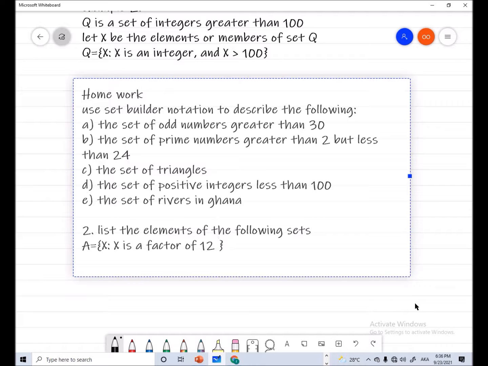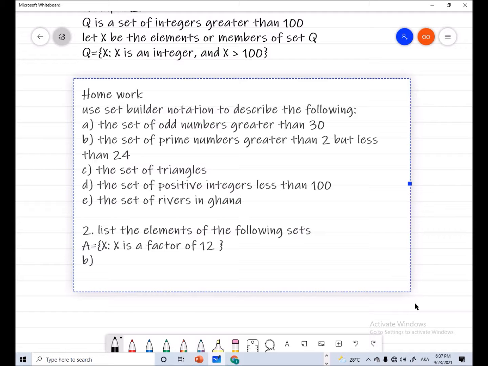Then we go to B. B equals the set of x such that x is a multiple of 4 less than 20.